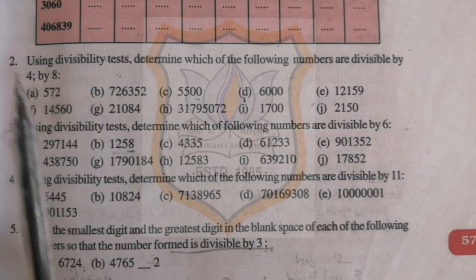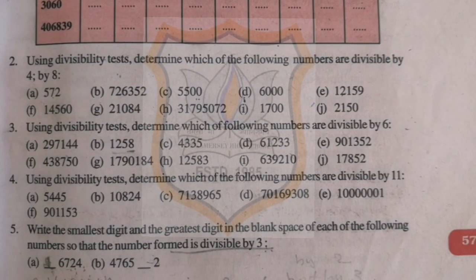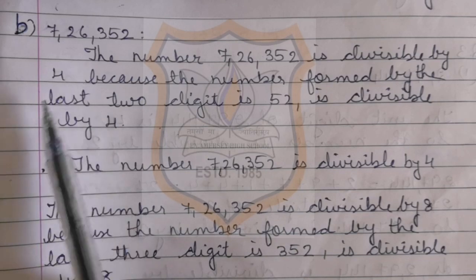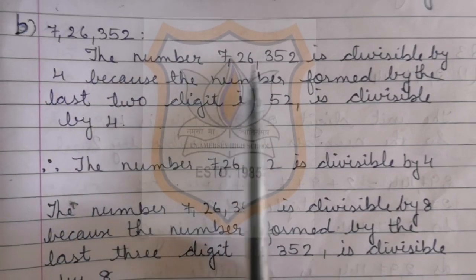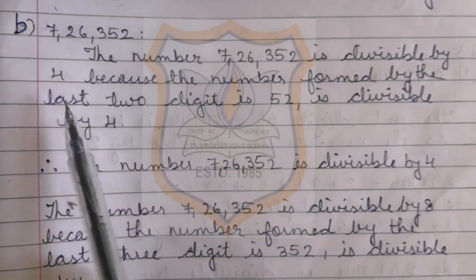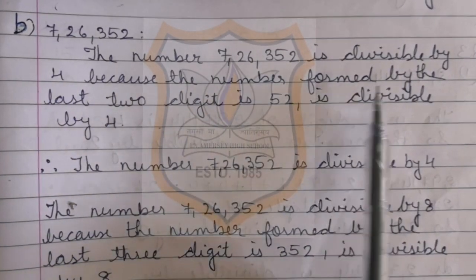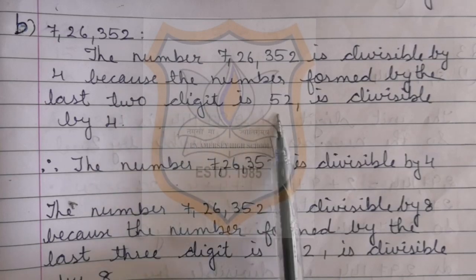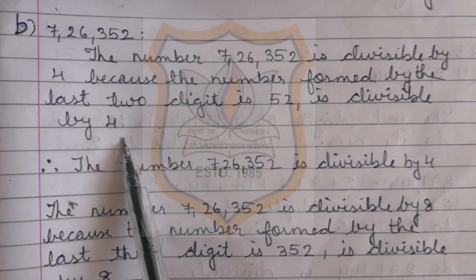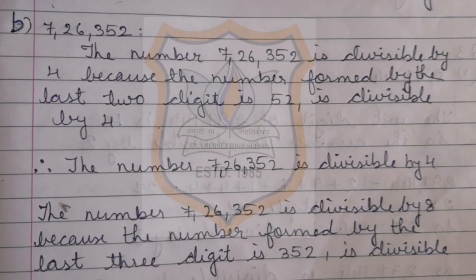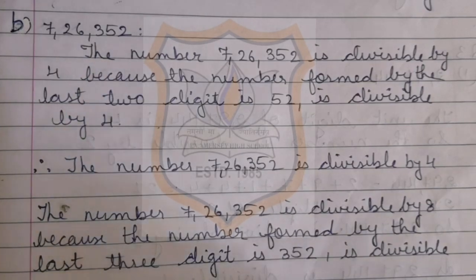Now sum number B of question number 2, 7,26,352. Here also we have to see whether this number is divisible by 4 and by 8 or not. Now solution for sum number B. The number 7,26,352 is divisible by 4 because the number formed by the last two digits is 52 and it is divisible by 4. According to the rules of divisibility by 4, if the last two digits of the number, that is 52, are divisible by 4, then only the number is divisible by 4.